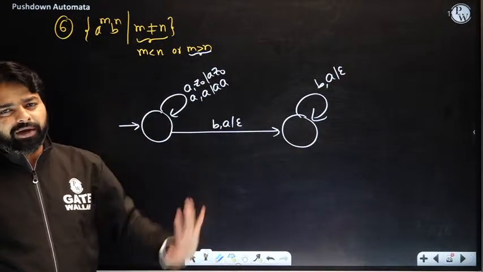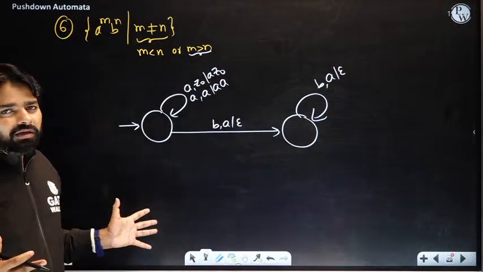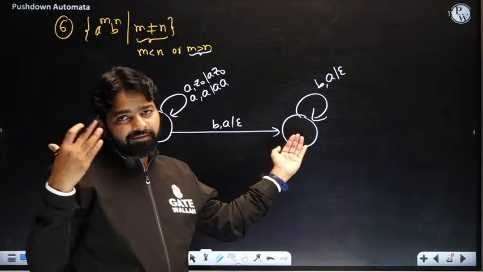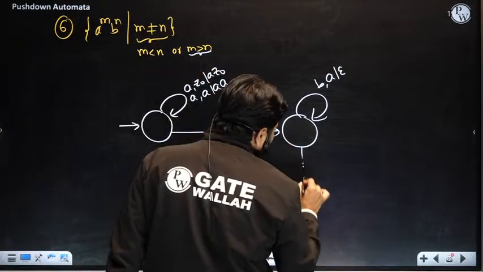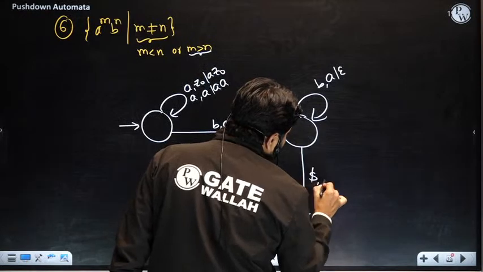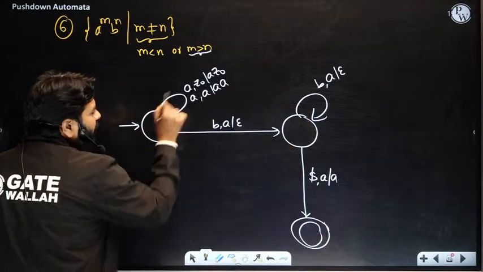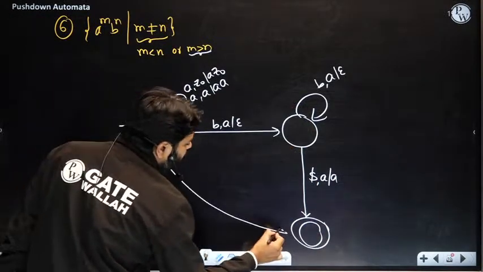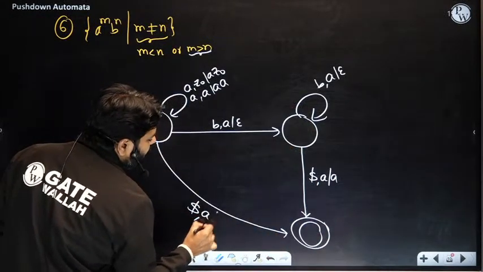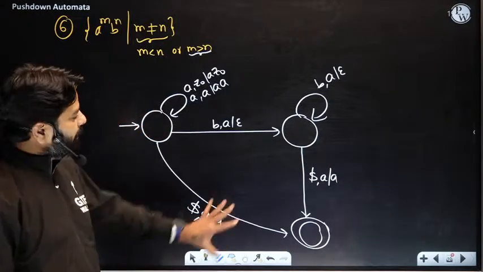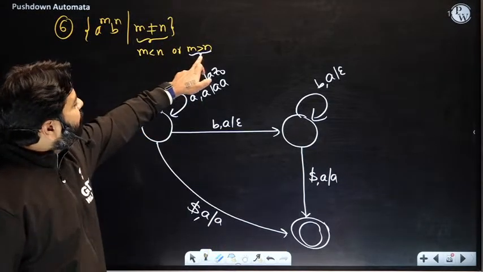A's push, b's pop. Now for more a's, when dollar comes, a will still be there on the stack. So from here, if dollar comes and a is on the stack, go to final. Not only from here, if only a's are there and dollar comes, go to final. This one is going to accept a's more than b's. So this one is accepted.